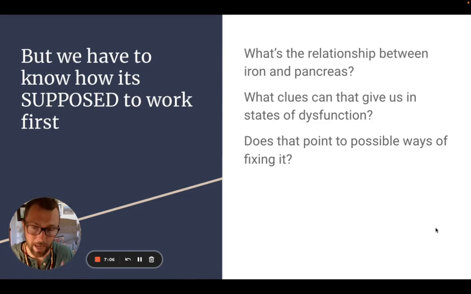But when we talk about the pancreas specifically, we have to know how it's supposed to look as a means of comparison for a dysfunctional state, right? So what's the relationship between iron and the pancreas? What does a normal pancreas look like in terms of its iron load? What clues can we take from that normal state that give us an idea of what it would look like if it weren't healthy, right? A state of dysfunction, like a diabetic's pancreas. And is there anything we can take from that that would lead us to believe that we could fix it?